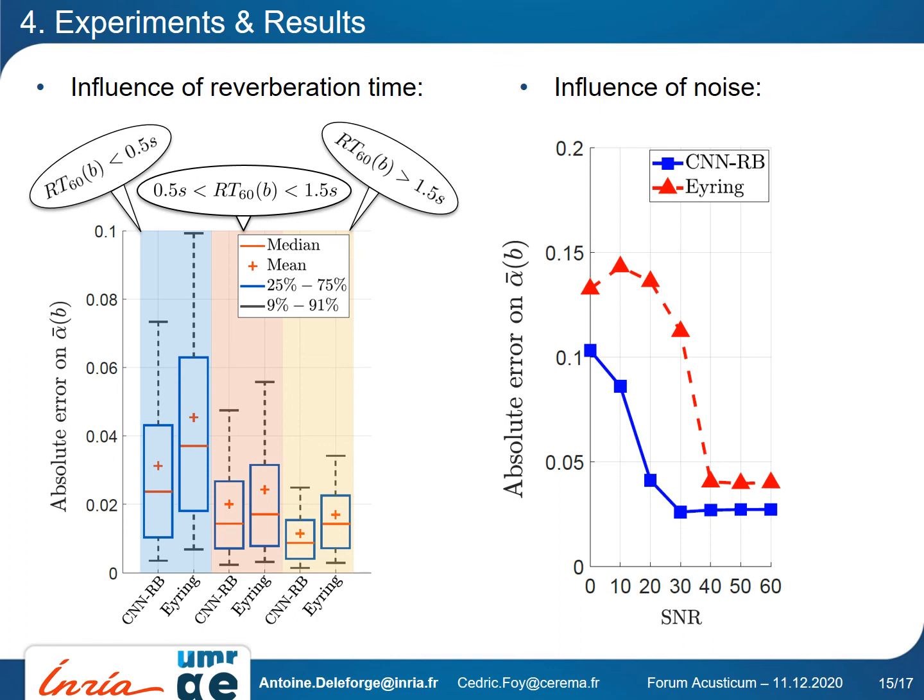We also checked the impact of corrupting room impulse responses with white Gaussian noise, and here again, it seems that the network is more robust than Eyring.